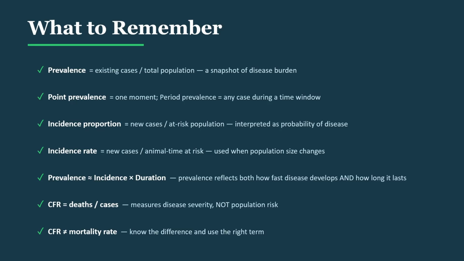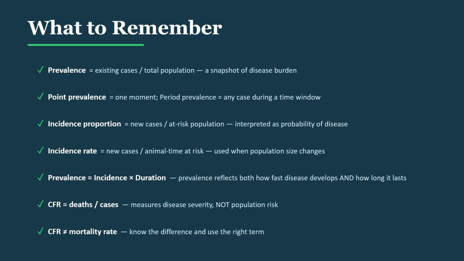The summary. Prevalence is a snapshot of existing cases. It comes in point and period forms. Incidence measures new cases as a proportion for stable populations or as a rate using animal time for changing populations. The bathtub relationship, prevalence equals incidence times duration, explains why high prevalence doesn't always mean high incidence and vice versa. And case fatality rate measures how lethal a disease is once an animal has it, not how likely a random animal in the population is to get or die from the disease.